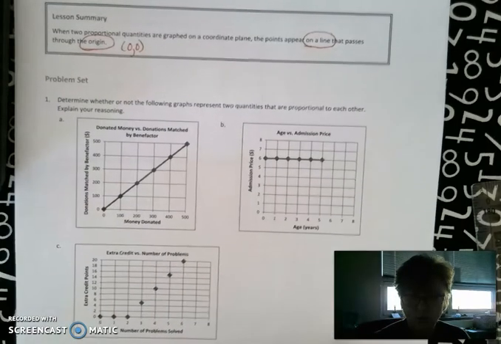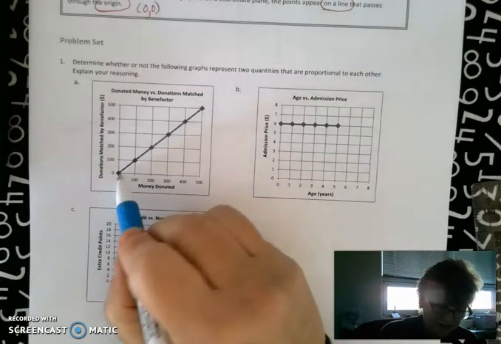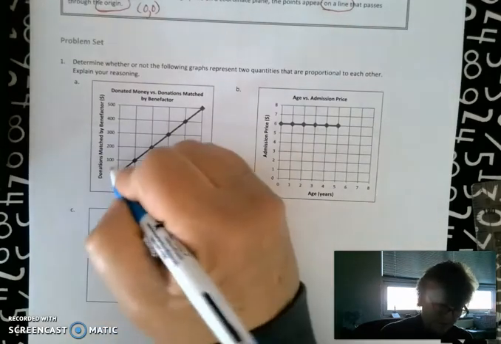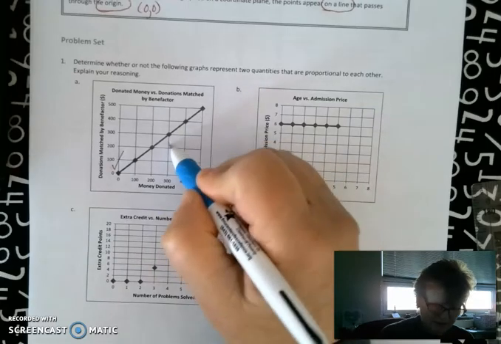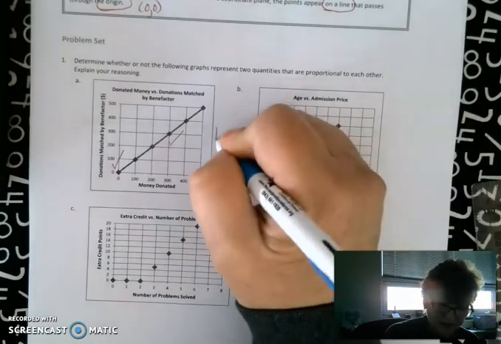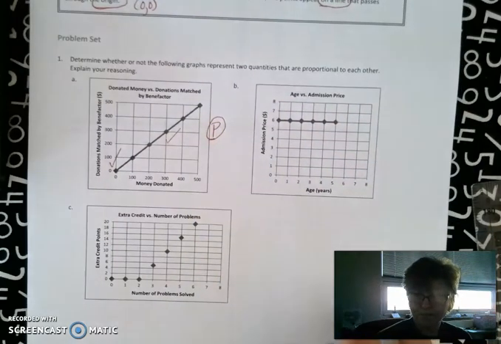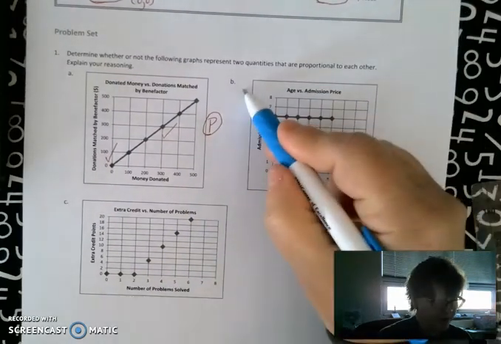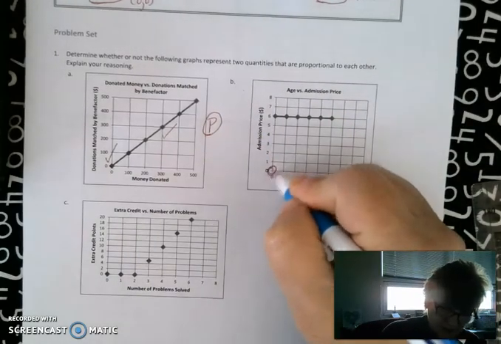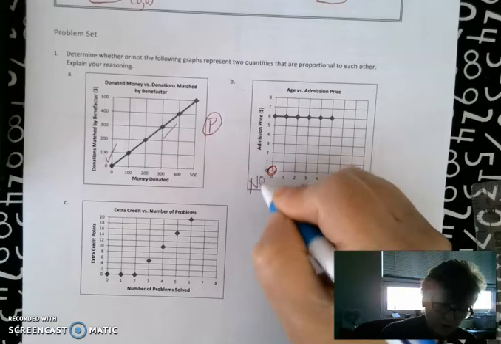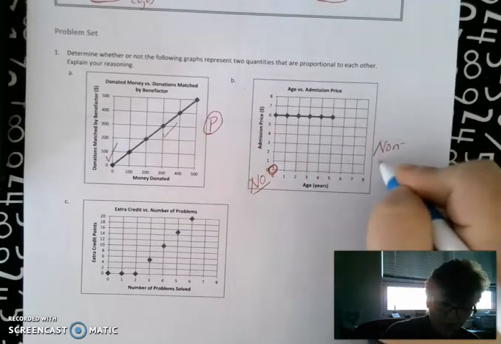Okay, looking at number 1, 0, 0, yes. Straight line, yes. So it has a proportional relationship. Letter B. 0, 0, no. So that means it is non-proportional.